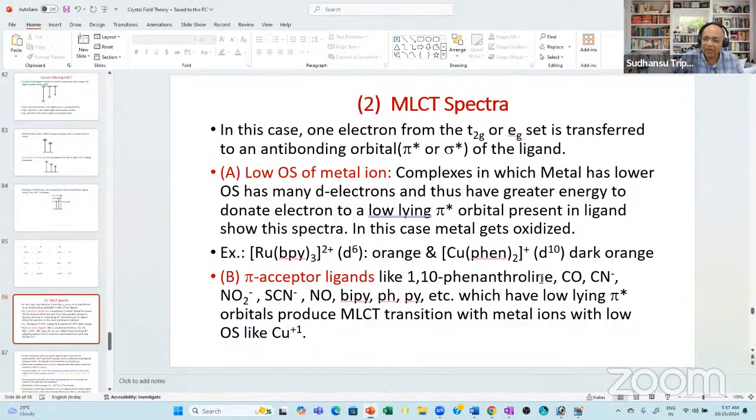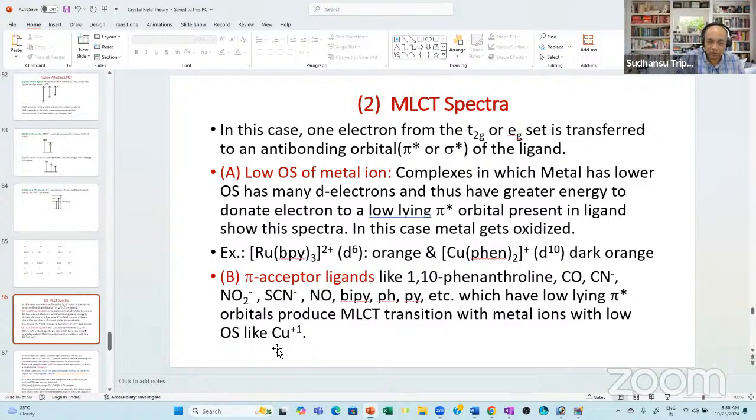Otherwise the difference is really large. Carbon monoxide, cyanide, nitrito, thiocyanato, nitrosylium, this NO is neutral nitrosyl, here it is NO plus, nitrosylium, bipyridine, phenanthroline, pyridine. These have pi bonds and they have pi star orbitals, antibonding vacant orbitals. They will go for MLCT.